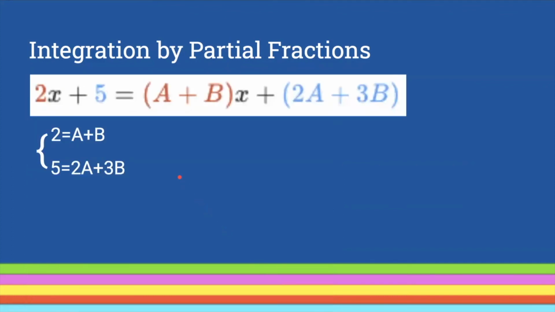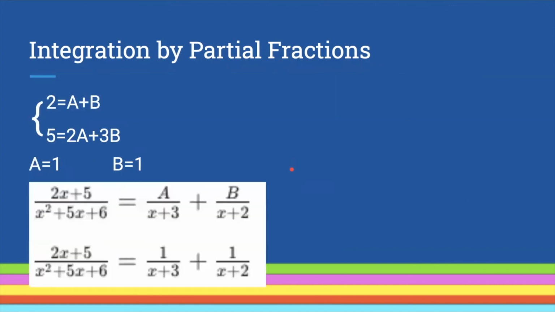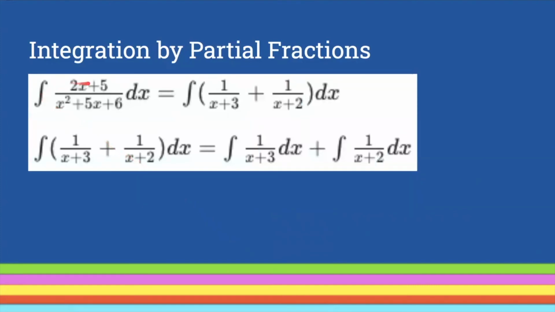And now you have a system of equations because 2 is equal to a plus b and 5 is equal to 2a plus 3b. And solving this system of equations, you'll get a is equal to 1 and b is equal to 1. So going back to our original decomposition and plugging in the values for a and b, you'll get that this fraction right over here can be broken down into 1 over x plus 3 plus 1 over x plus 2. So this was our original integral, and we've broken down the fraction into this.